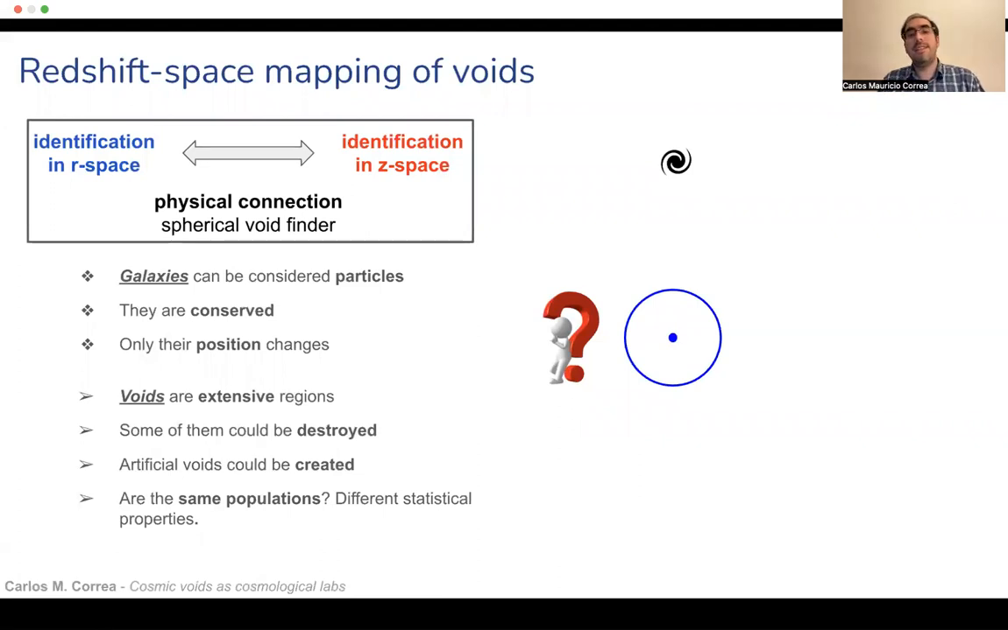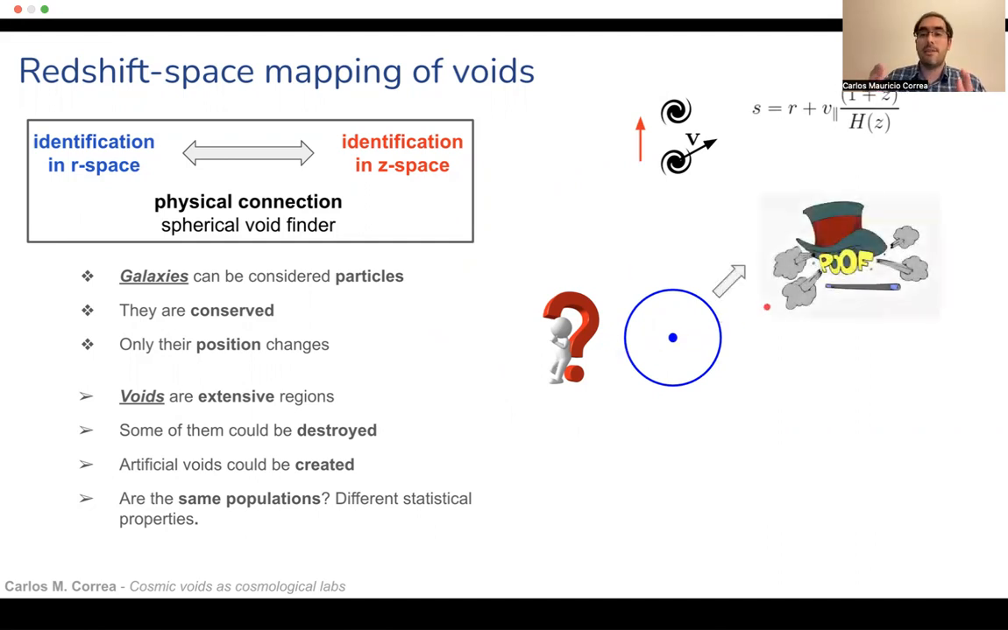A priori, this redshift space mapping of voids is not trivial because the case of galaxies is very different to the case of voids. On the one hand, galaxies can be considered as particles under this mapping. So they are totally conserved, only their position changes. By contrast, voids are extensive regions. So under this mapping, some voids can disappear, whereas other artificial voids can be created. Fortunately, things are not so complicated.